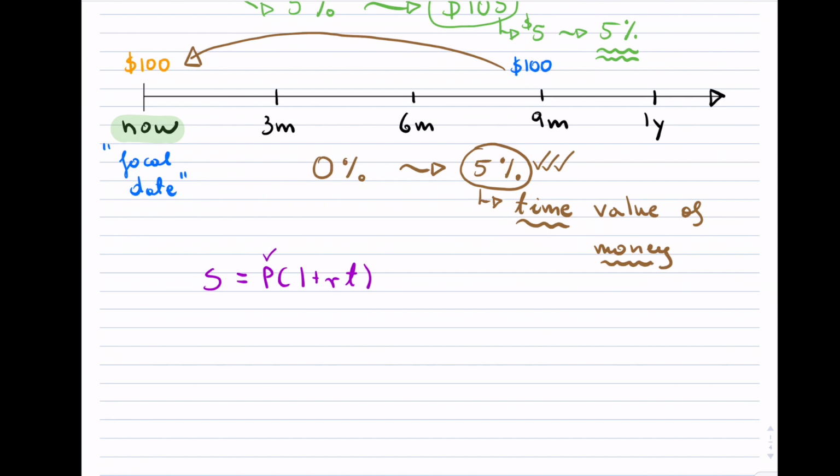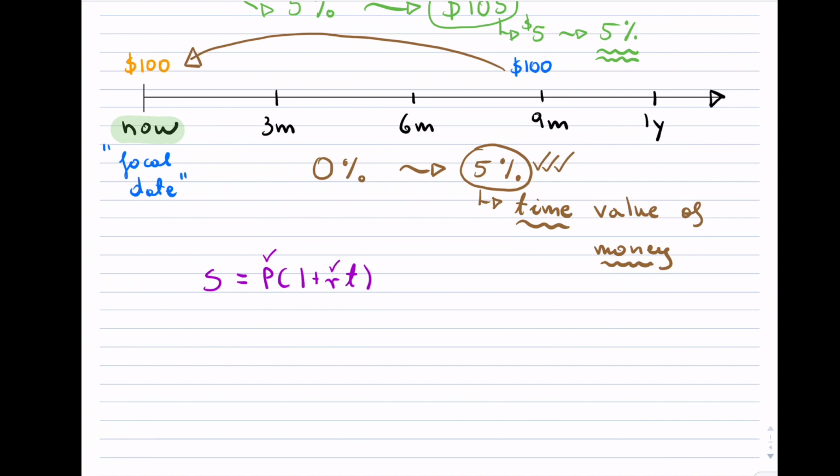So again, P is our present or principal, R is our rate, and that's our annual rate because we have simple interest, and T is the number of years that we have. So this would bring money into the future. Now we're bringing this $100 right here, not into the future, but from the future back.